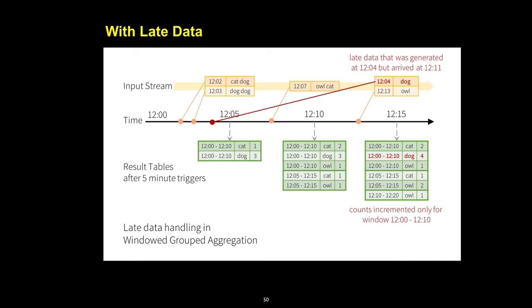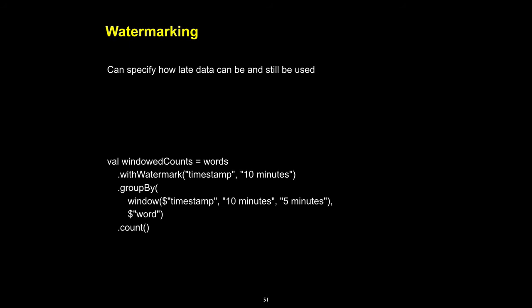The problem this causes is, how long are we going to keep this table in memory? Do we want to keep it forever? If we're doing this for weeks, we're just going to build up too much data. So there is what they call watermarking. We can specify a time limit on how long we'll wait for data. For example, 10 minutes after the window has closed, we'll still accept data for that window. After that, if it comes in, we'll just ignore it.